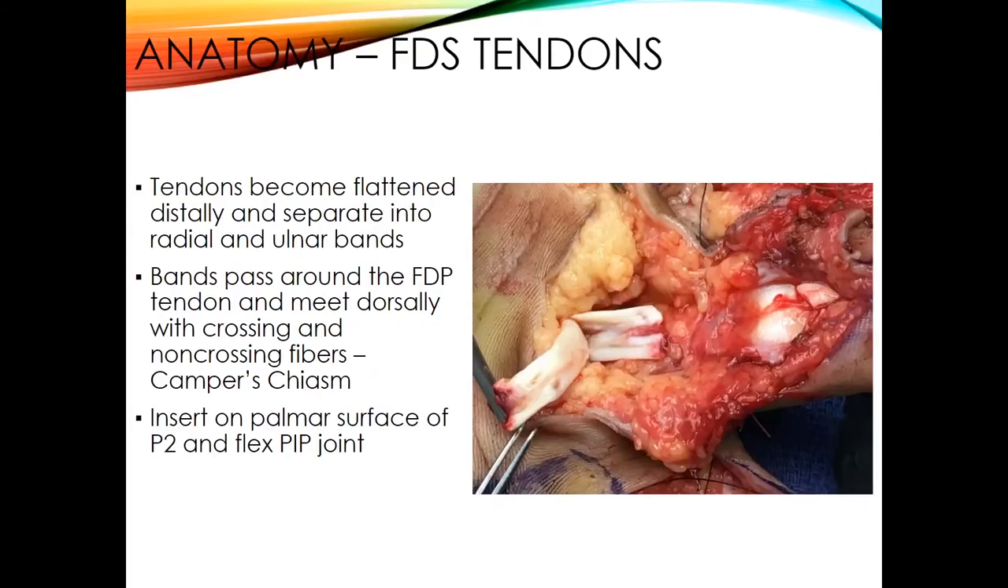These tendons do flatten distally and separate into both radial and ulnar bands and create Camper's chiasm. These bands actually pass around the FDP tendon and meet dorsally with crossing fibers at Camper's chiasm at the level of the proximal phalanx. And these insert on the palmar surface of the middle phalanx and function to flex the PIP joint.